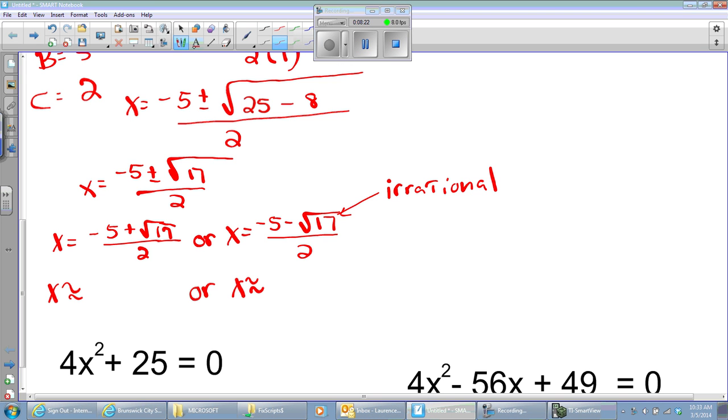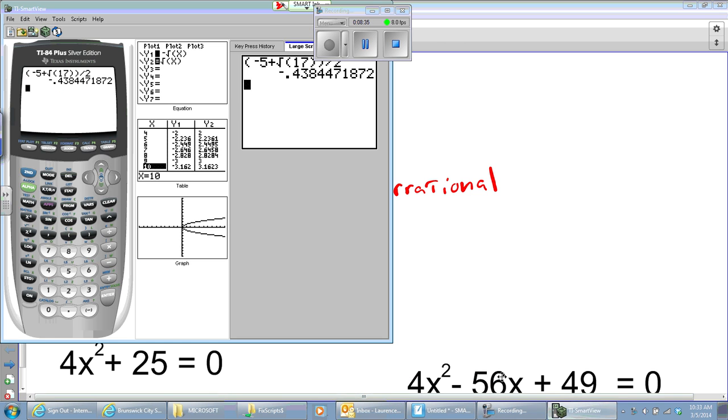So one answer was negative 0.438, and that's a rounded answer, of course. But don't just assume the other one's going to be positive of it. It's not. Before I do the other one, I'll show you the other way to type this. So you could go negative 5 plus the square root of 17, get your answer, and then divide by 2, and then notice I get the same exact answer.